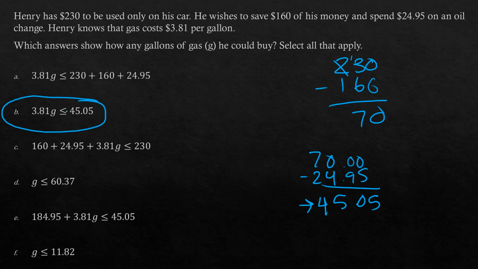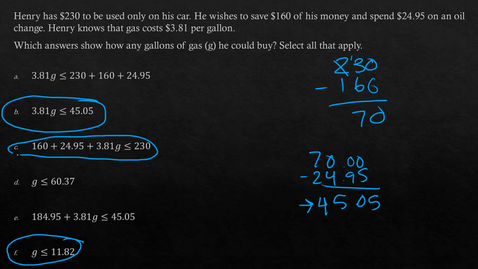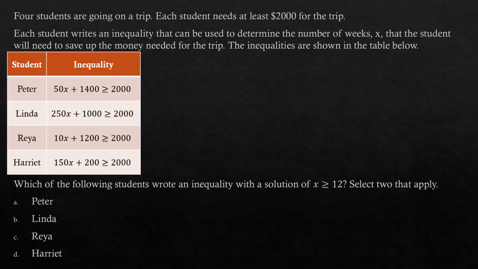Now, if you were to solve this and divide both sides by that 3.81, you will get 11.82, which is why this bottom one works. And then if you take all those steps that we just did and write them in an equation, you will get this one here. Okay, so we took that 160, and if we add all three of these together, we'll get 230, which is how much he has total. So those three are the answer choices we want to pick here.